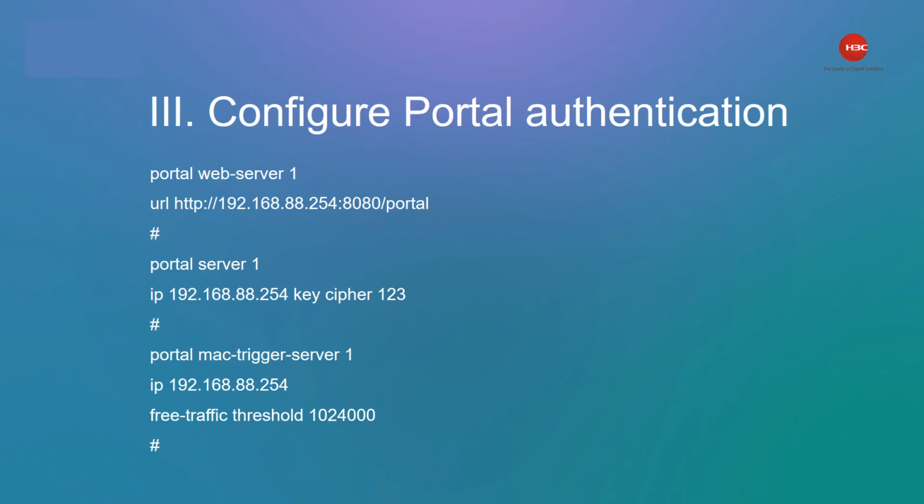Next, we configure the portal authentication server, name it 1 and modify the IP address and the key in plain text. Then we create a MAC trigger server name and configure the user authentication free traffic threshold. This threshold can be set by yourself. Here is just an example.